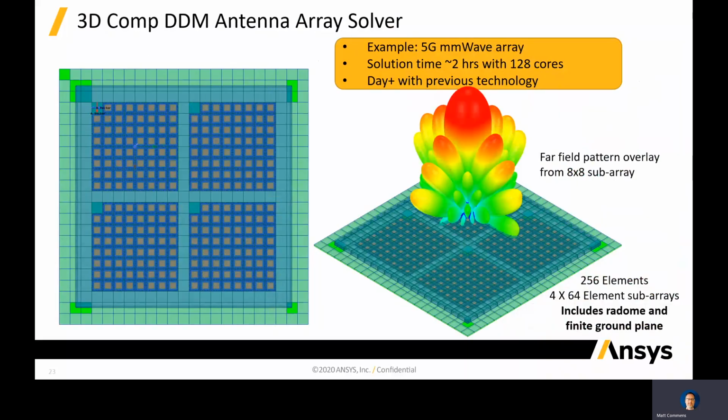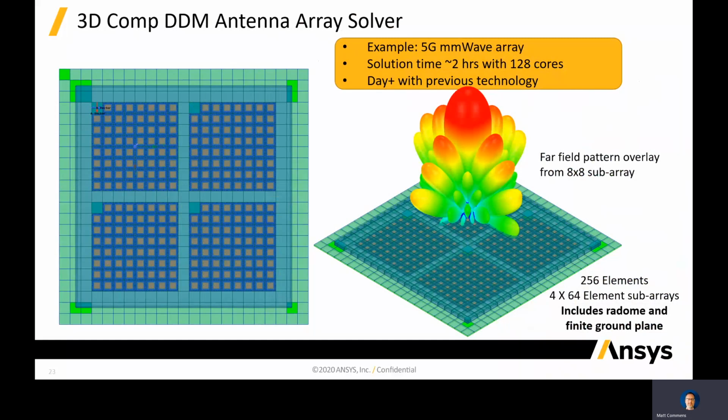More recently, this finite array technique has leveraged our 3D component technology to further advance this technique. Now we're no longer limited to using just one unit cell. We can have multiple unit cells and tackle a problem like this, where we have a 256 element millimeter wave antenna array with 4 separate 8x8 subarrays, and including impacts from finite sized ground planes and surrounding radomes. This is a really powerful solution.